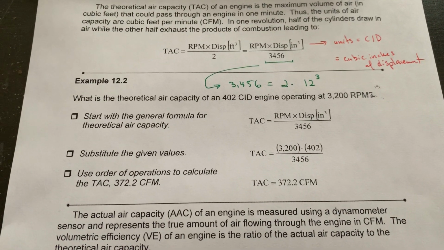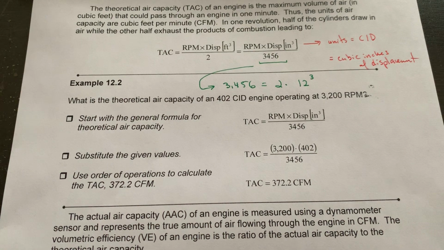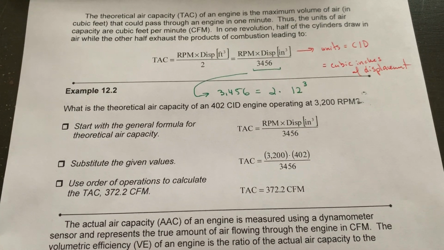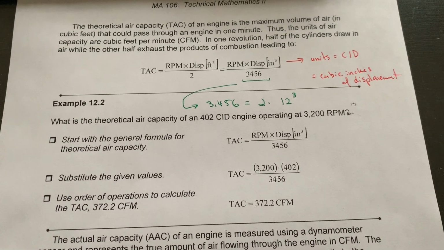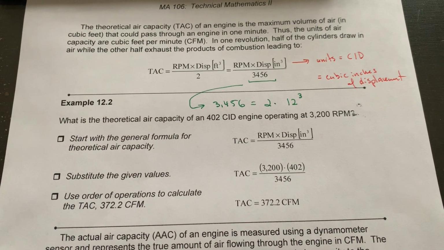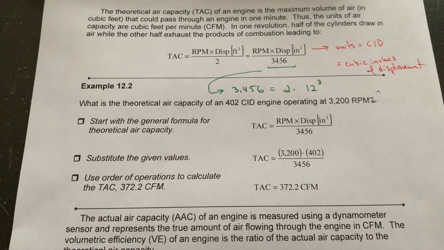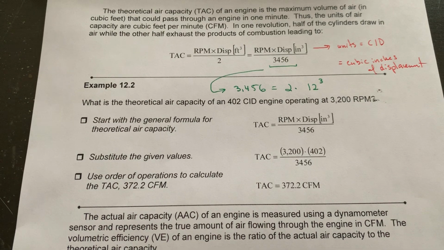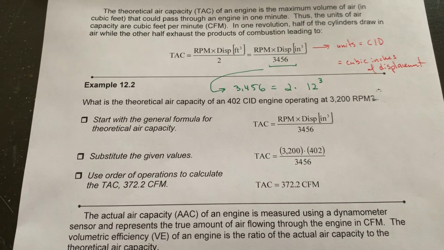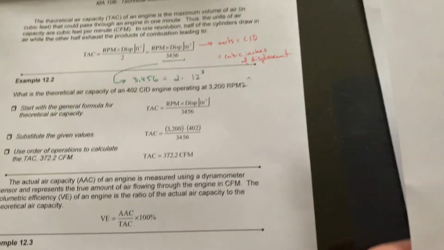Our theoretical air capacity is coming from this: displacement times the RPMs, and then divided by either 2 or this 3,456. I want to take us over, as always, we can take these formulas, rearrange them just a little bit. We can take it from a little bit of a different perspective.